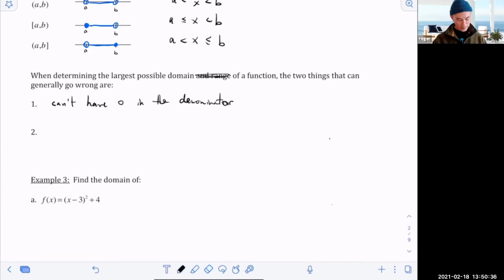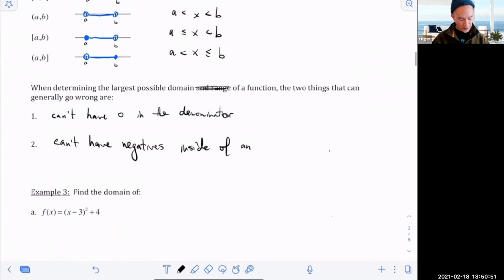So you can't have negatives inside of an even indexed root. Okay.